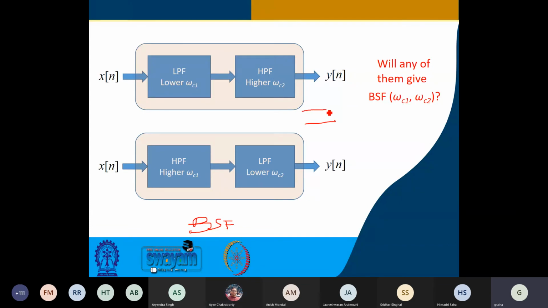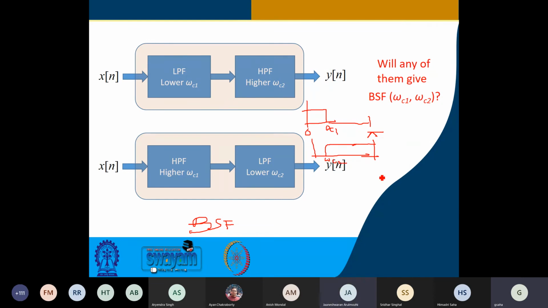So this is your WC1. Okay, this is your 0. Band pass. This is pi. And this is WC1 higher than WC2. Oh, sorry. And this is, sir, your take, WC2.